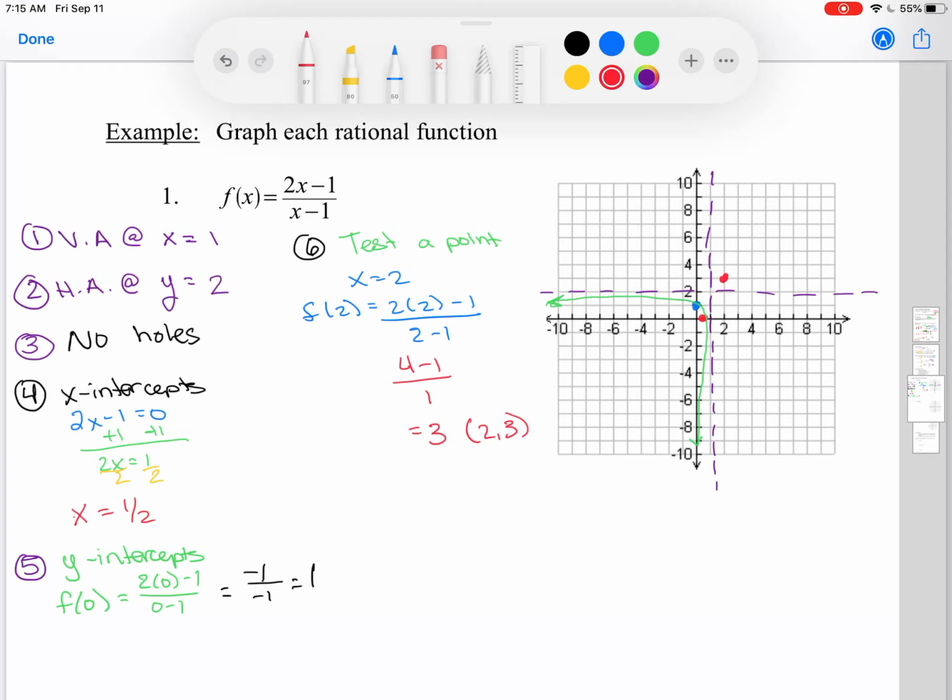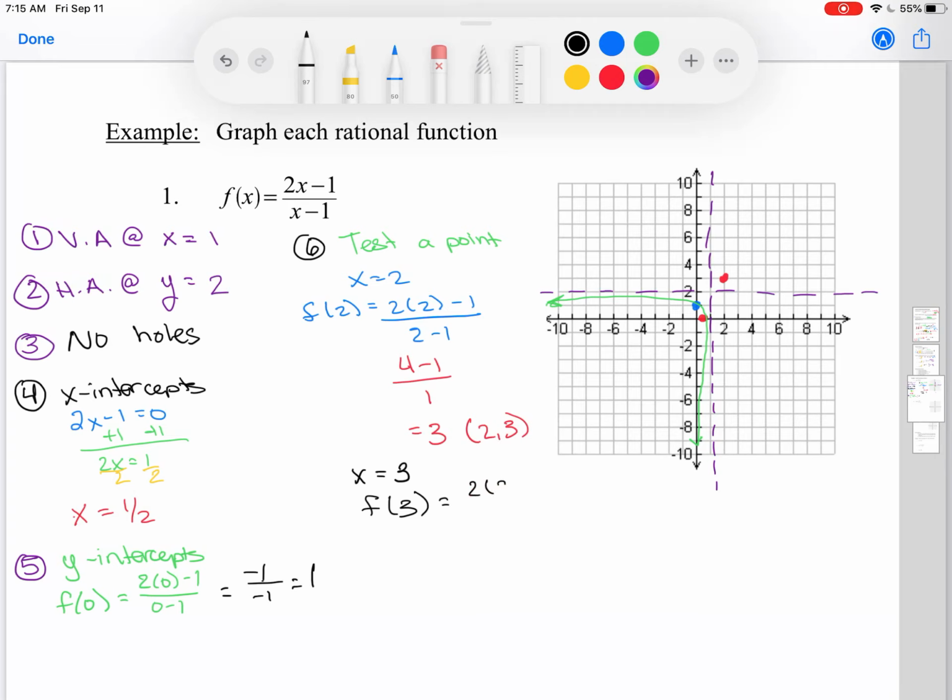Okay? And then the other point is just to graph another test. So I might test x equals, let's say, 3. I'm going to steer clear from any fractions just because I don't want to work with fractions. That's just my preference. So I'm going to test x equaling 3.